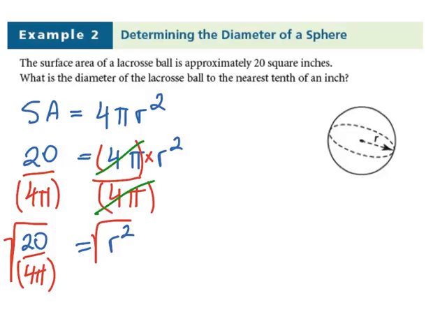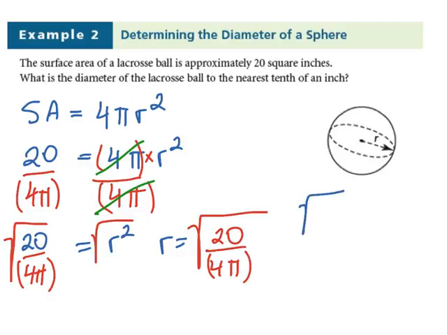This means that r is going to be equal to the square root on your calculator over 4 pi. Now notice I'm still keeping the bracket. What your calculator should look like is the square root, bracket, 20 divided by another bracket, 4 pi, and close brackets.